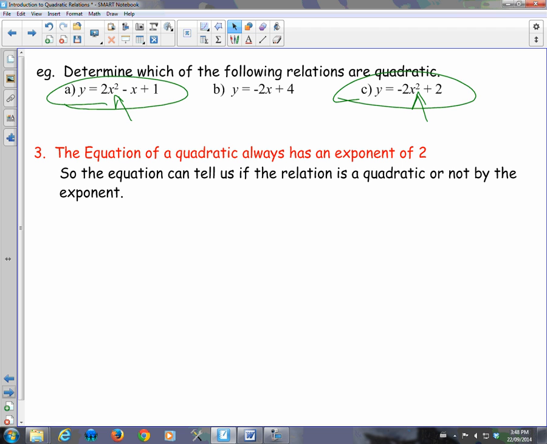So if I want to know if something is a quadratic function or a quadratic relation, I can look at the graph and watch for a parabola shape, or I can look at the equation and look for an exponent of 2.